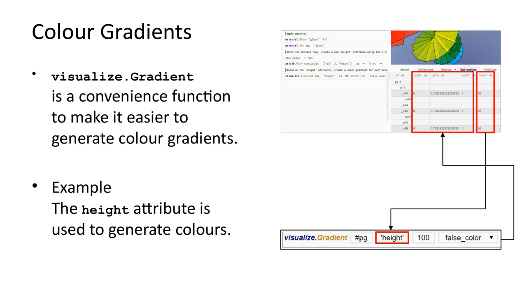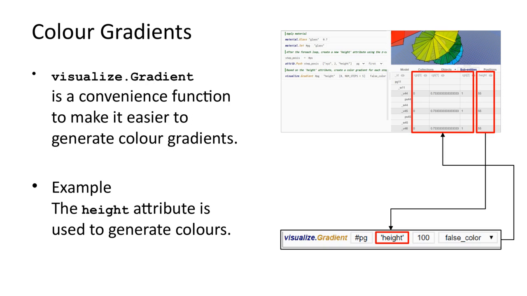Finally, let's look at one more function that can be used for setting colors. This is the visualize.gradient function. The function will take any numeric attribute and convert it into a color using a color scale. The function has 4 arguments. The first argument is the list of polygons to add color to. In this case, we get all the polygons in the model.